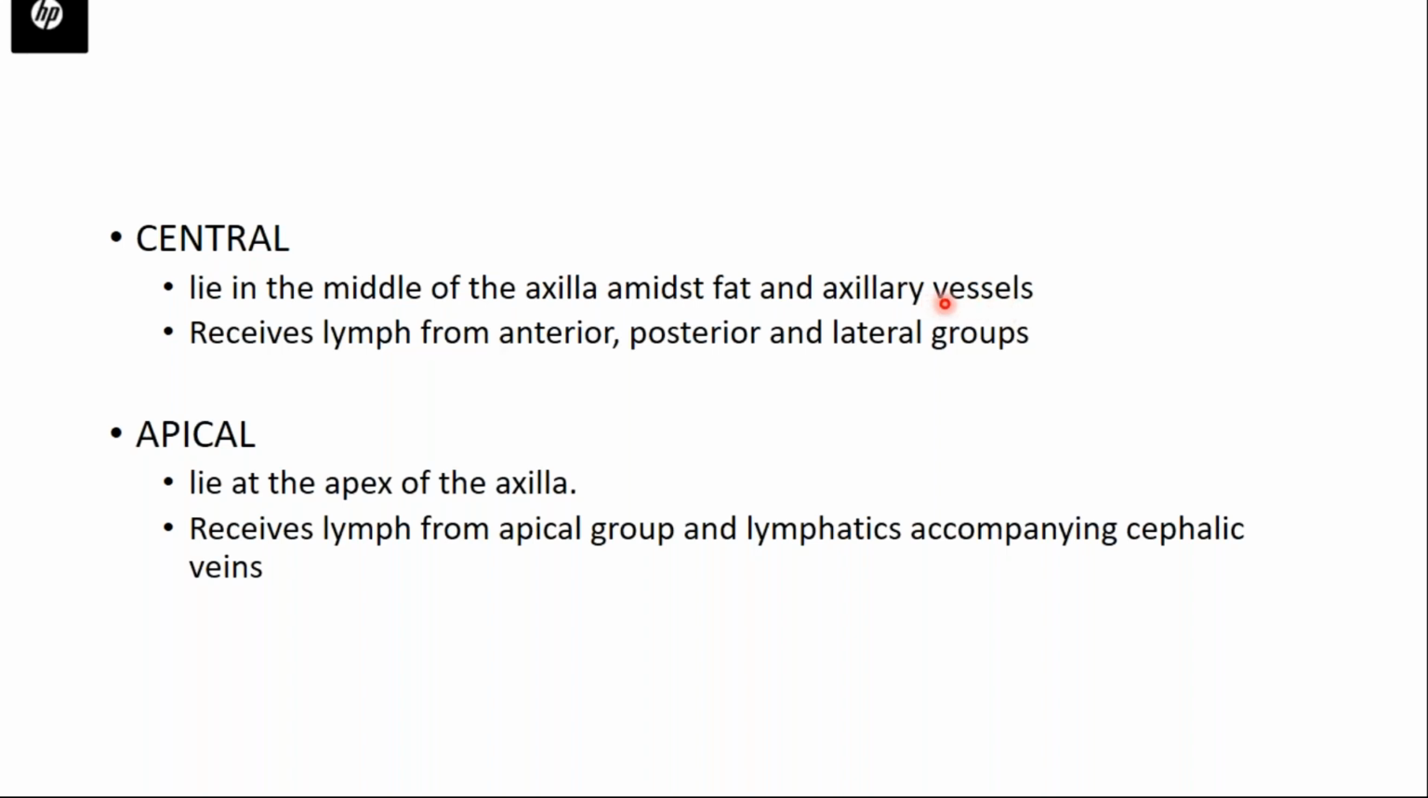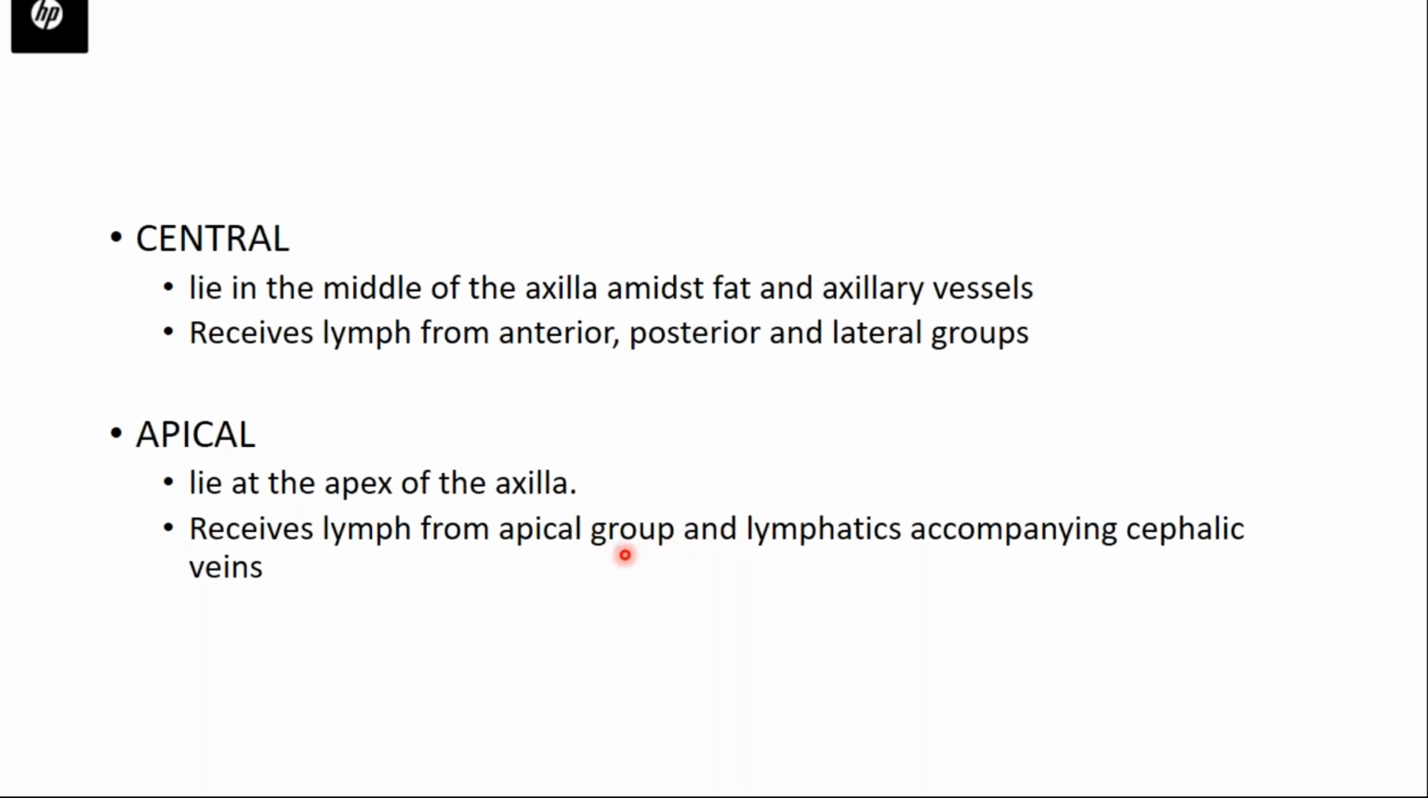Along the axillary vein and arteries they are present, which is the central group of lymph nodes. And why is it called central? Not only because it's located centrally, but because it receives lymph from the anterior, posterior, and lateral groups. They receive the lymphatics from all the other groups as well, and from the central group it goes to the apical group of lymph nodes, which is present in the apex of the axilla.